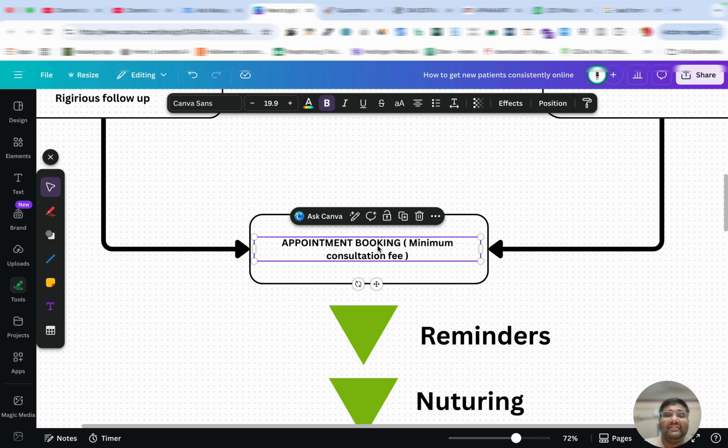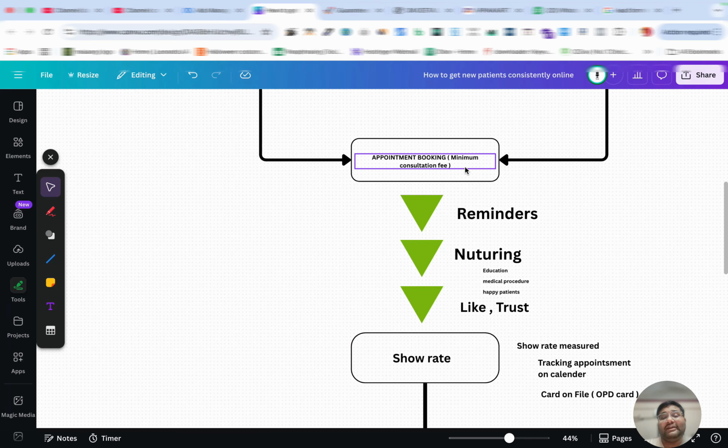So we will reinvest that amount into the advertising and reaching more serious buyers. Once they book, to take them from appointment booking to show rate, we need to nurture them. So to nurture them, we need to send a reminder. For example, today someone booked an appointment for next week. So you will send one reminder every day about their booking.